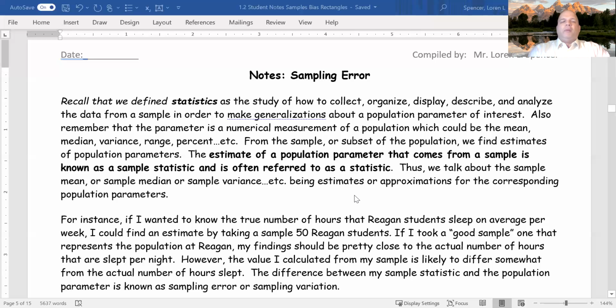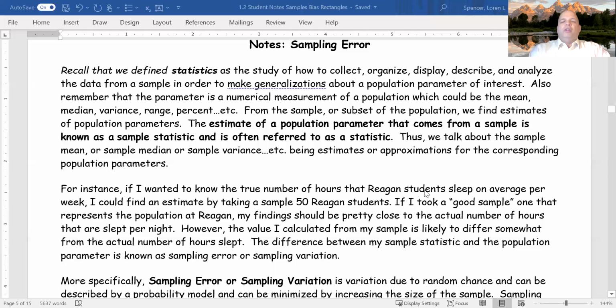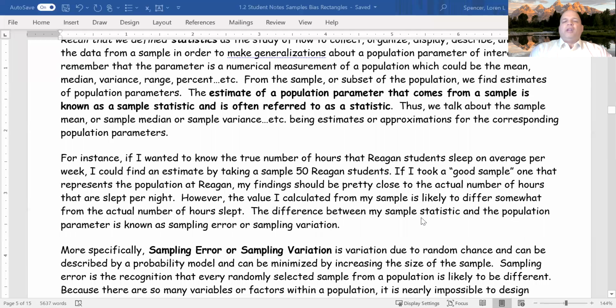If I took a good sample, one that represents the population of Reagan, my findings would be pretty close to the actual number of hours slept. However, the value I calculated is likely to differ somewhat, maybe a little bit, from the actual number of hours slept. The difference between my sample statistic and the population parameter is known as the sampling error or sampling variation.